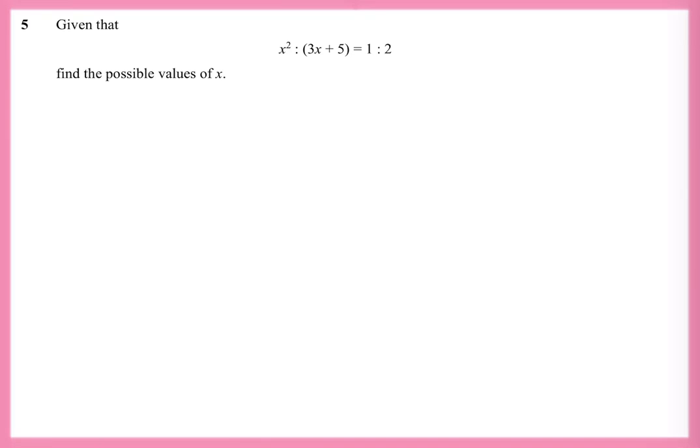Here is an exam question on the topic of algebraic fractions. This particular example doesn't look like algebraic fractions, but we're going to have to do something to the ratios and rewrite them as fractions, and then solve for x. Firstly, to understand this better, we've got a proportion here that's equal to another proportion. So x squared to 3x plus 5 is equal to 1 to 2.